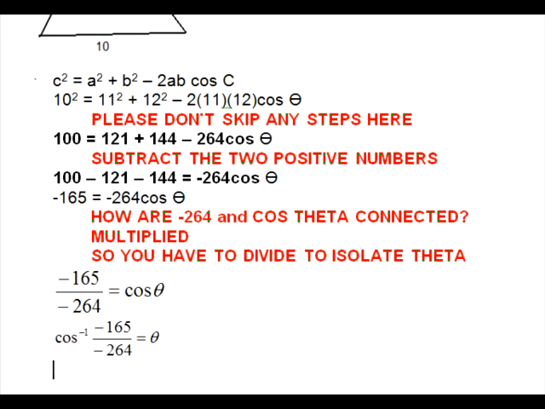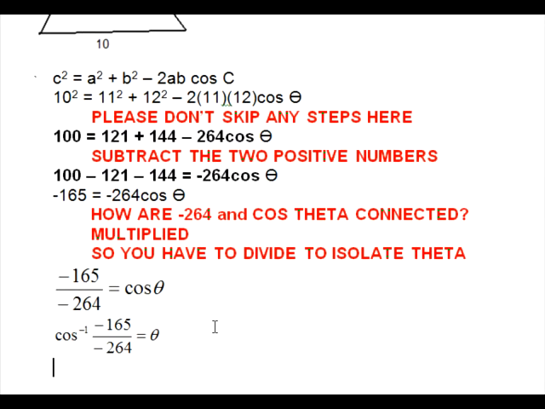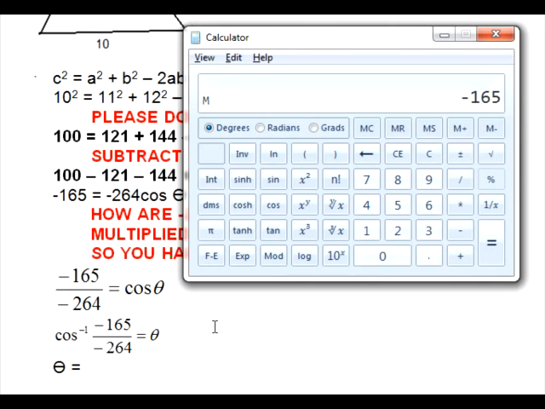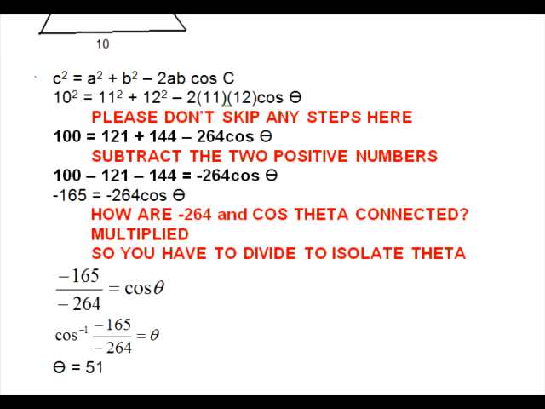Otherwise, I'm going to finish up here, so I'm going to say theta equals, and what I'm going to do then is negative 165 divided by 264, plus minus, and get a decimal, and then do inverse cos. And I get 51.3 degrees, as I hope you did too.